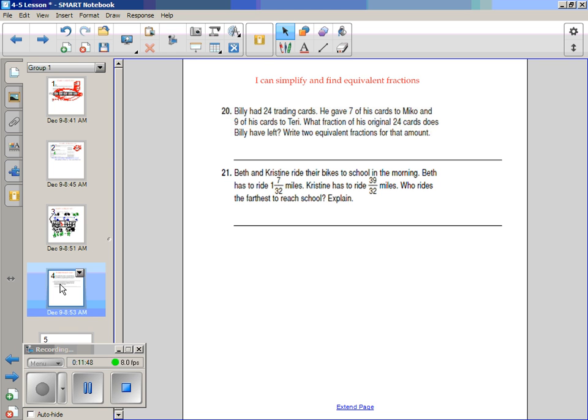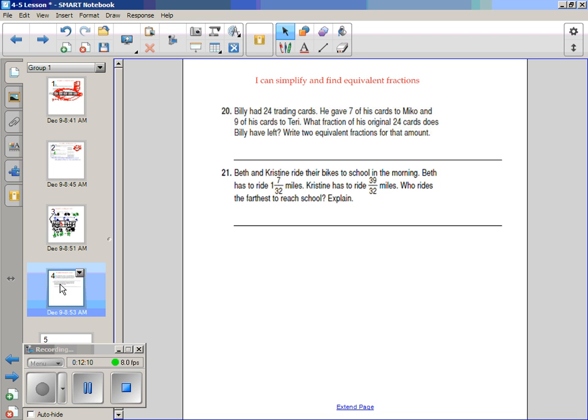Billy had 24 trading cards. He gave 7 of his cards to Miko and 9 of his cards to Terry. What fraction of his original cards does Billy have left? Write two equivalent fractions for that amount. Okay?